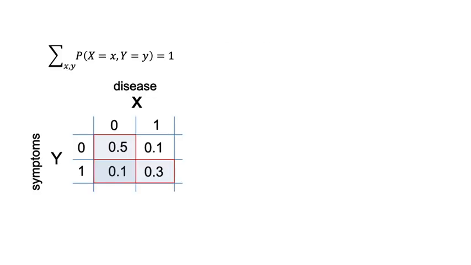Okay, let's apply this. Let's say we've got two variables. Variable 1 is some kind of disease. Let's say it's COVID, right? So there's two possibilities. Somebody does not have COVID, or they do.